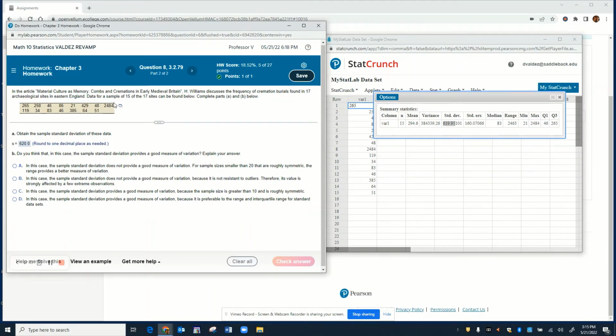That's really not fitting in with the rest of the data. That's what we're going to call an outlier. And that seems to apply. So B, I'm going to think about that one.